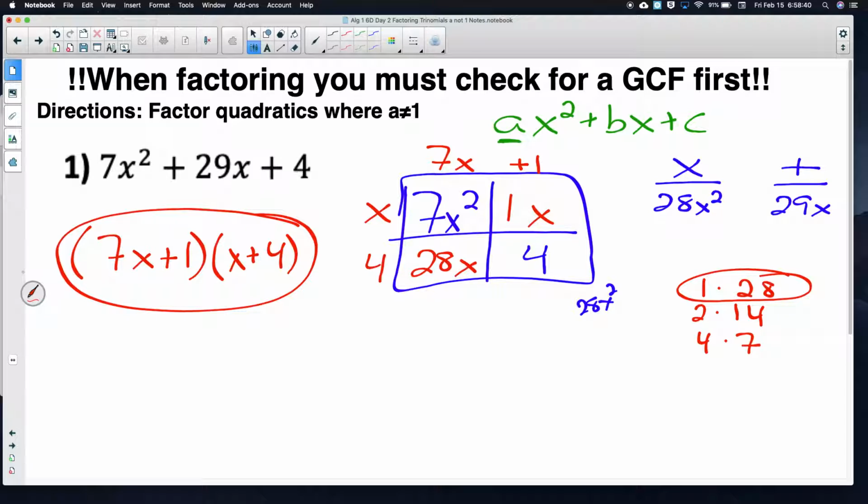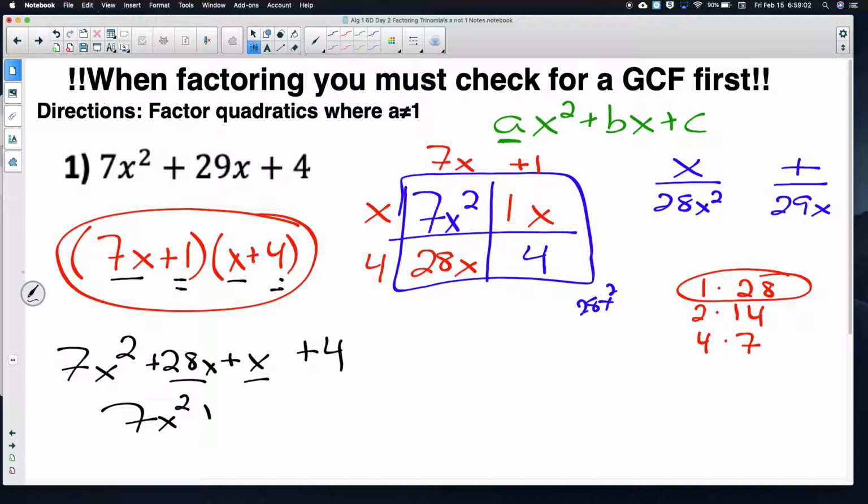And you'll start to notice a pattern. So the first two terms, 7x and x, multiply to give me 7x squared. Our last two terms multiply to give me positive 4. And then when I distribute, I'm going to get 28x plus x. Then if I combine those like terms, I get 7x squared plus 29x plus 4. That is what we started with. And that is what we're doing when we're factoring. We are undoing that multiplication.